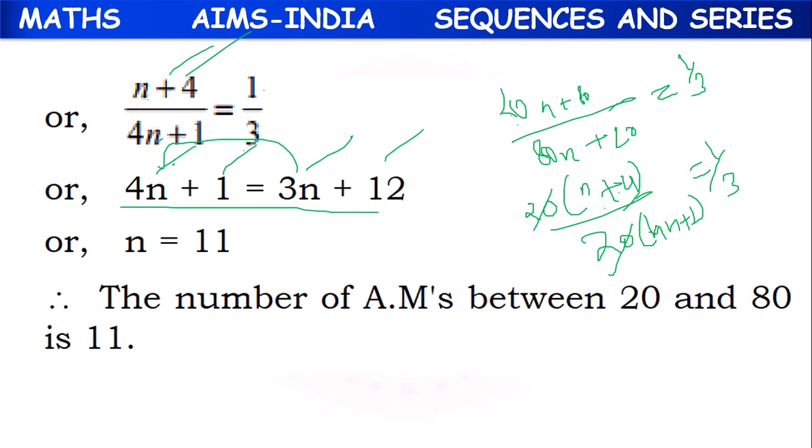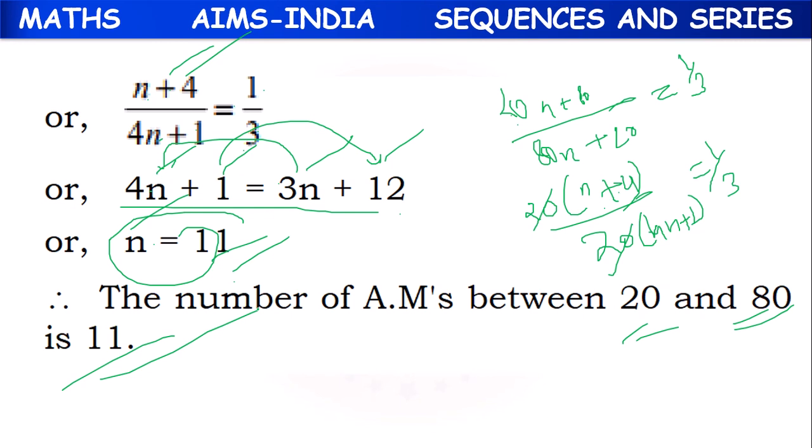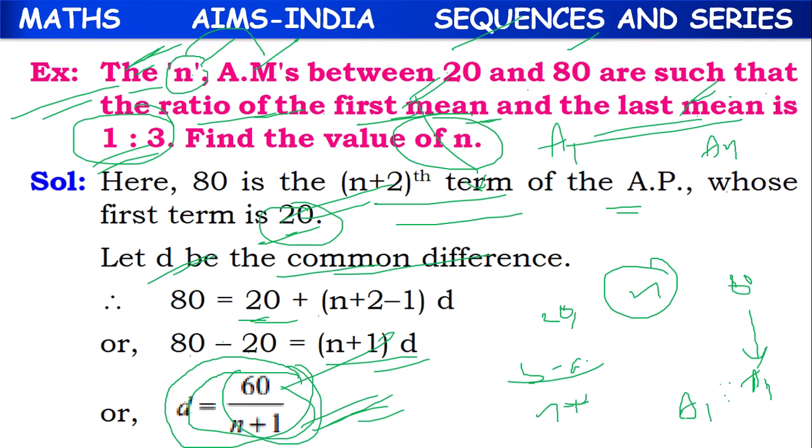If 3n comes this side, 4n minus 3n equal to n. If 1 comes this side, 12 minus 1 equal to 11. So the number of arithmetic means between 20 and 80 is 11. In what case? If the ratio between the first mean and last mean is 1:3. Otherwise, between 20 and 80 we can insert an unlimited, infinite number of arithmetic means. But satisfying this condition, we will be having only 11 arithmetic means.